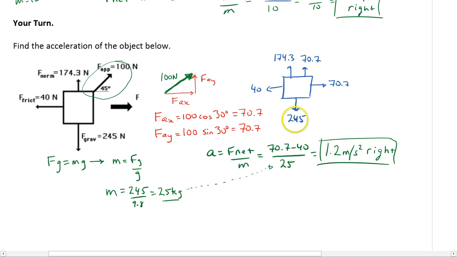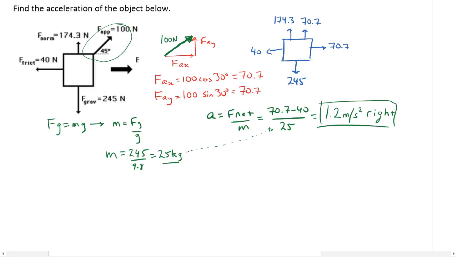And once I've got this drawn together, I notice once again that my vertical components all add up to 0, because 174.3 and 70.7, that adds up to 245. So vertically, it is not accelerating. Horizontally, the F-net will be 70.7 minus 40, and then when I divide that by 25, I get 1.2 meters per second squared right. So hopefully you did okay on that.